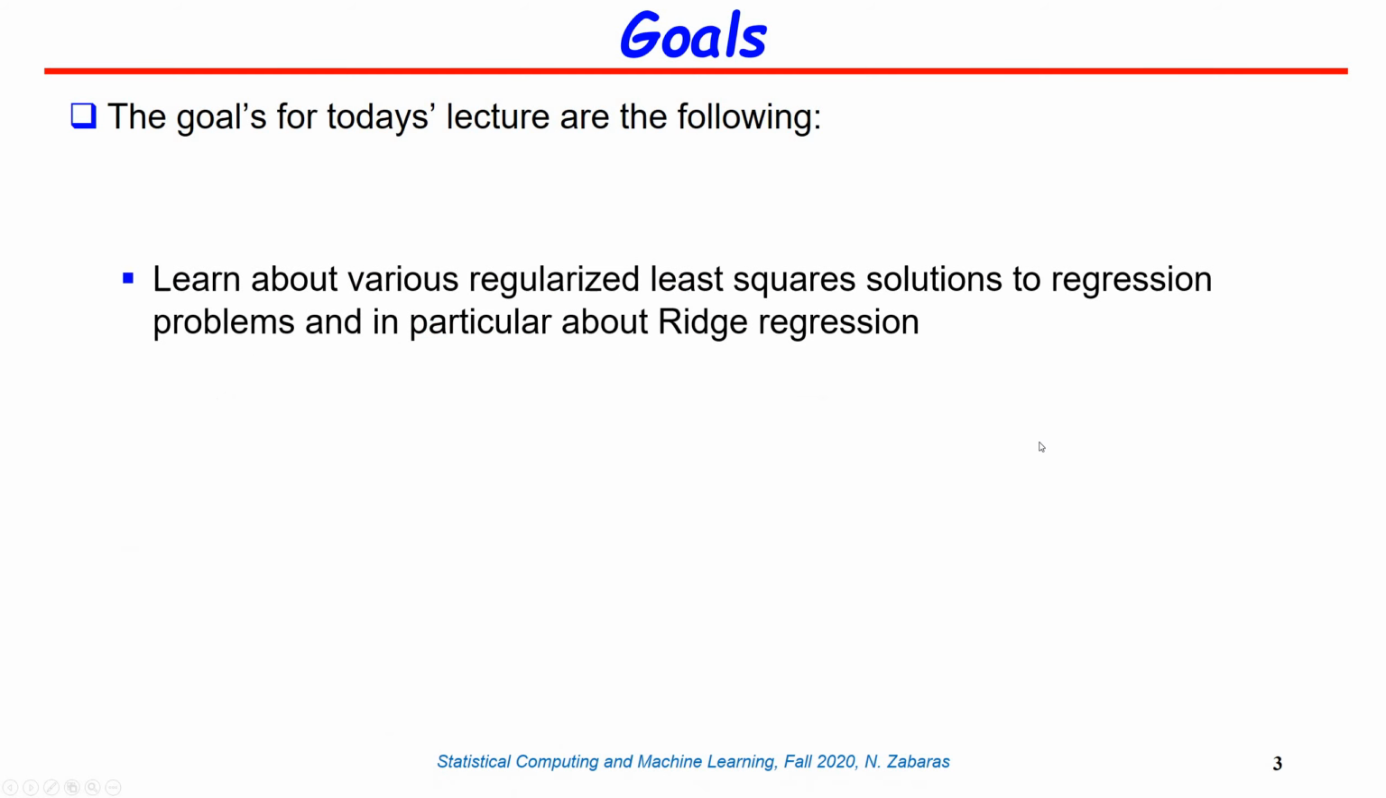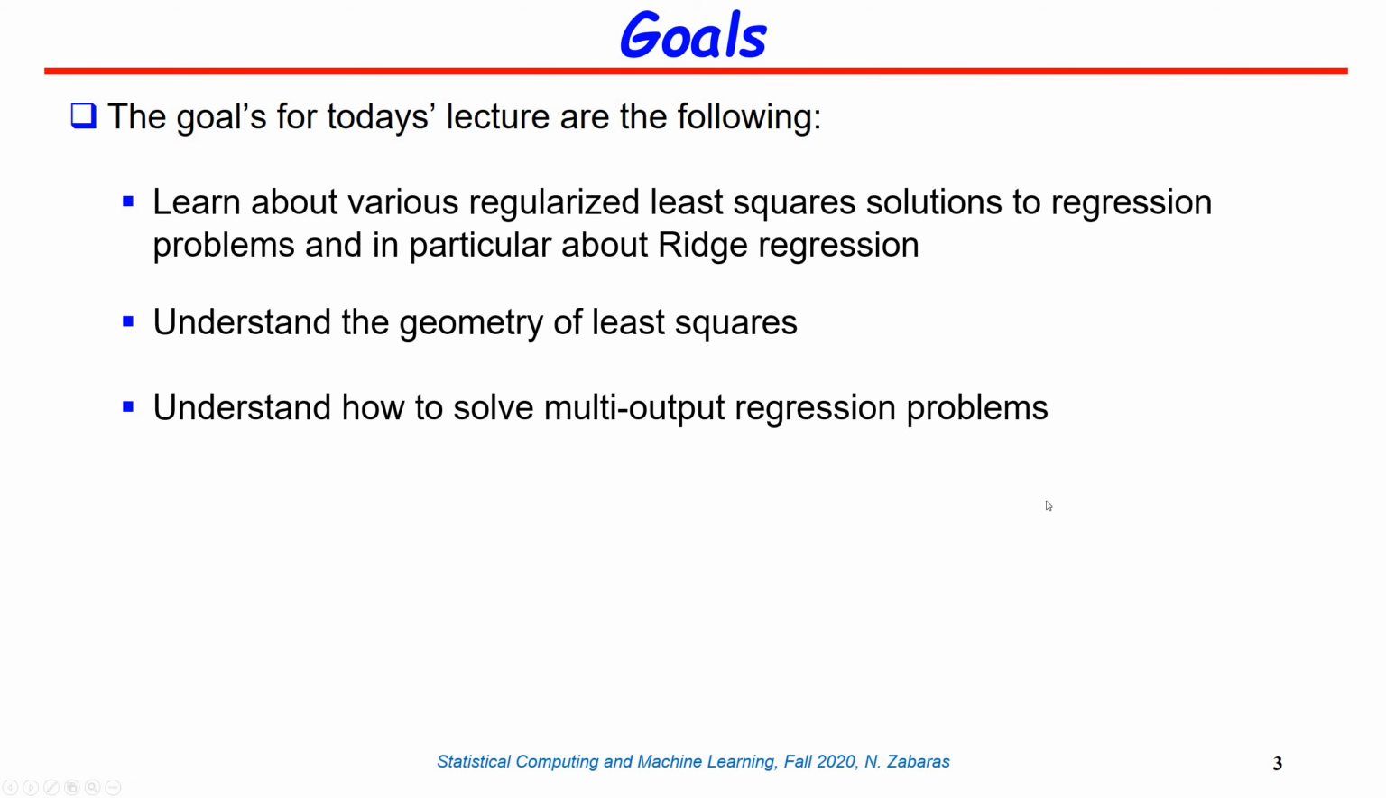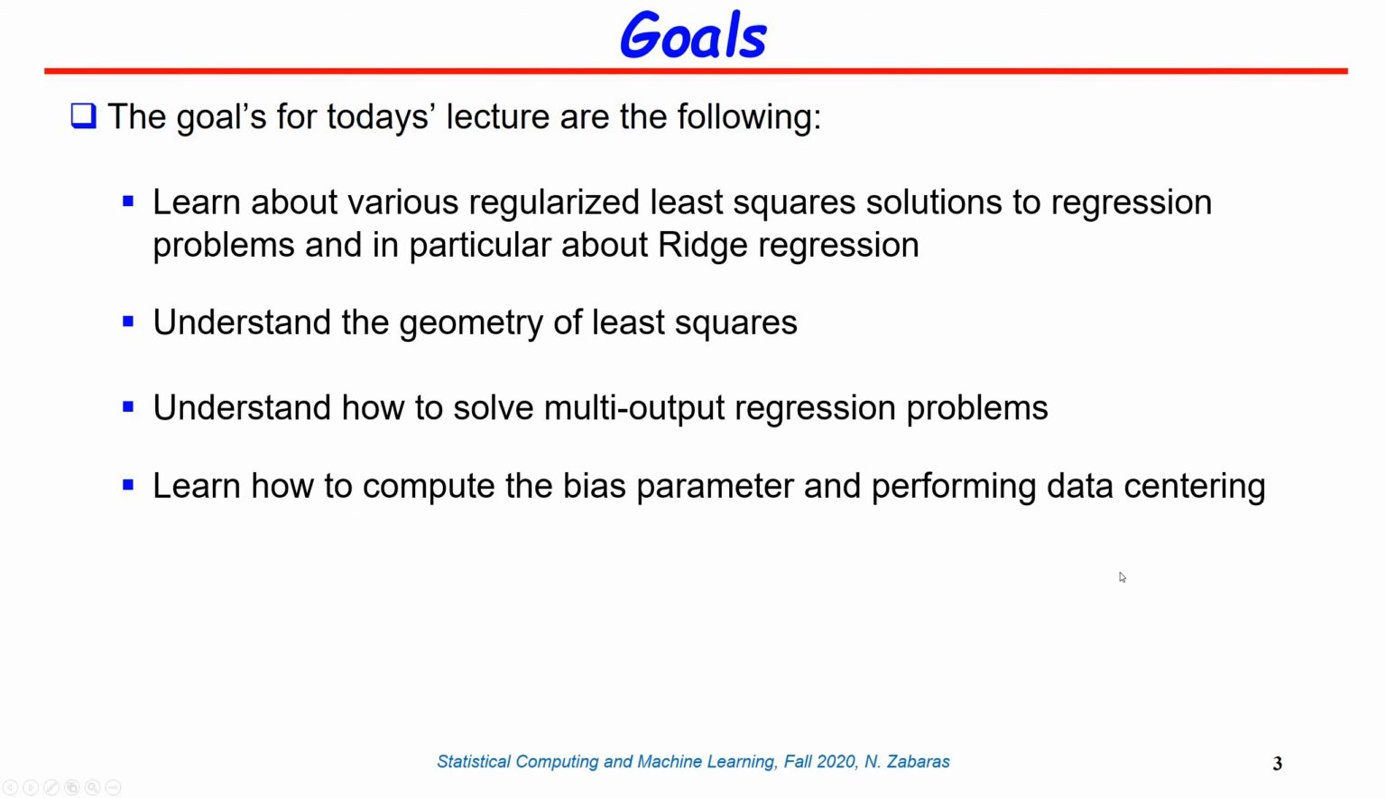Okay, so the goals for today's lecture will be to understand regularization and why it is important in regression models, and become familiar with ridge regression, that in many ways is sort of the default least squares method for solving this type of problems. Understand the geometry of least squares. Understand how to address multi-output regression problems, and of course discuss these pre-processing steps that you have to do in all your implementations of regression problems.